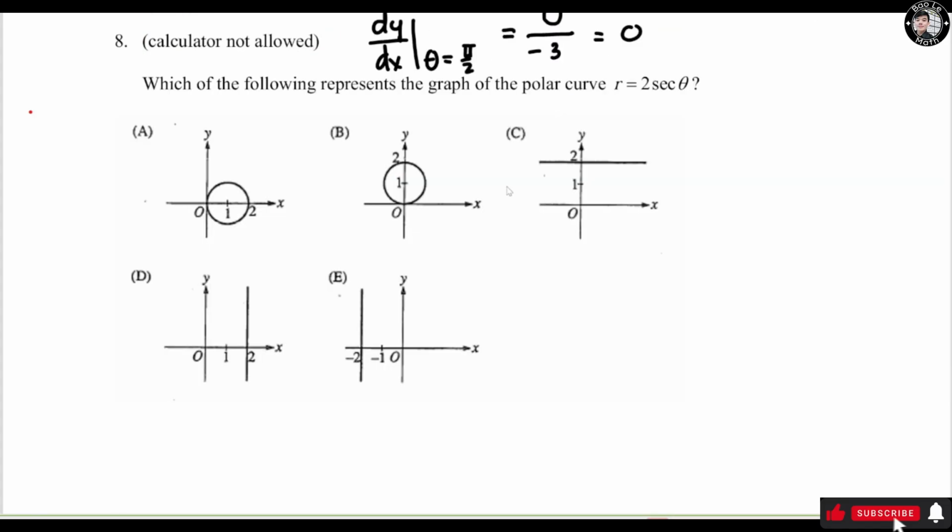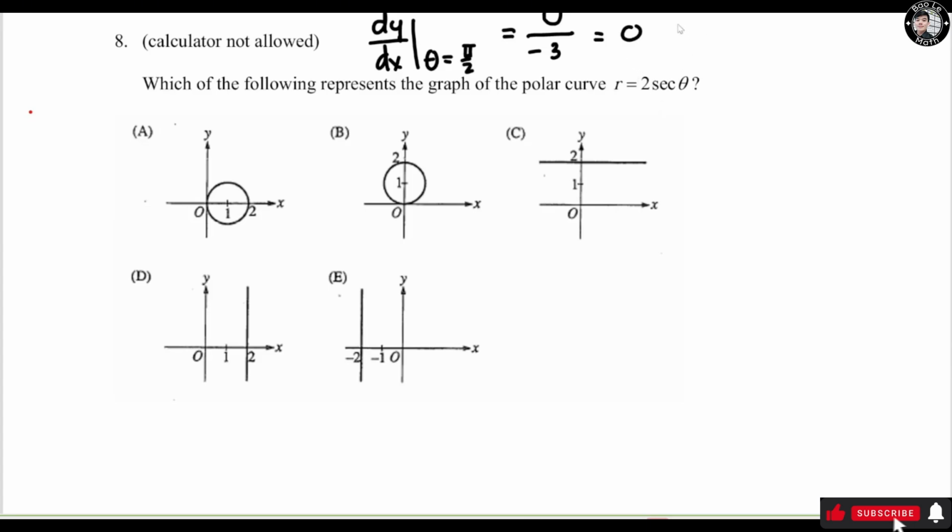Now let's move on to question 8. Calculator is not allowed for this question. This question comes from AP Calculus BC question 5 in 1993. Which of the following represents the graph of the polar curve r equals 2 secant theta?